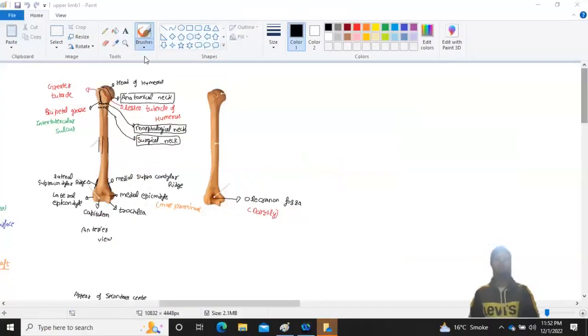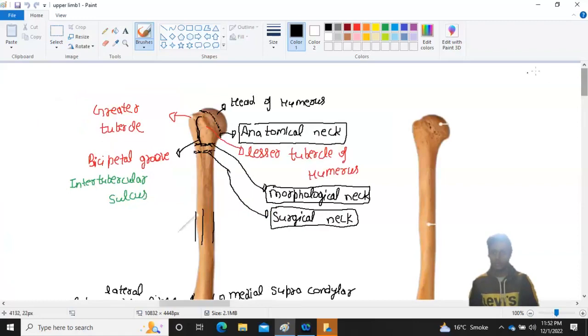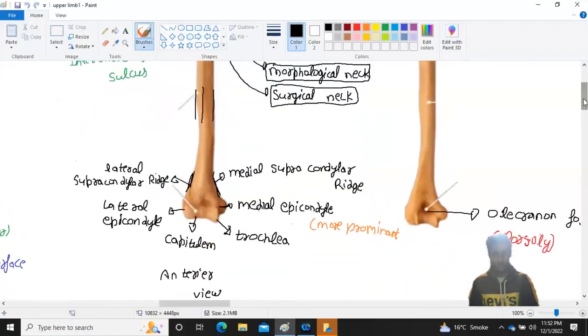So last time we finished the humerus bone. Now we start the radius. First, let's add some details on the humerus. देखिए, 2-3 पॉइंट्स ऐड कर लीजिए. Anterior surface में जो दो fossa हमने last time बताए थे, these are two fossa. On the posterior side there is one fossa called olecranon fossa, but on the anterior side there are two fossas.